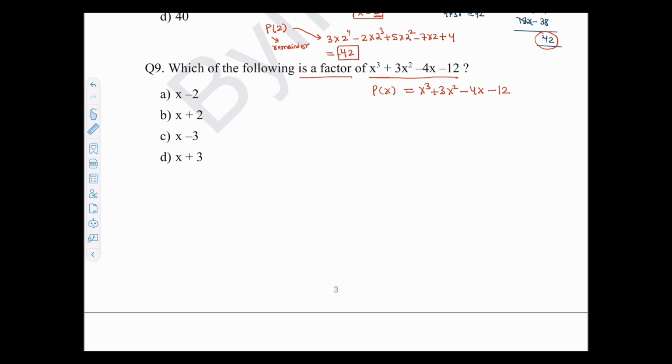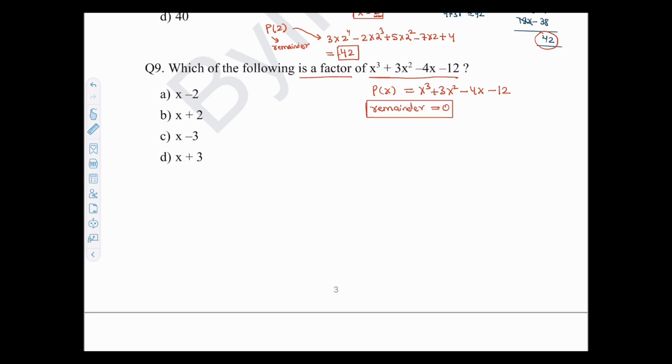Now if something is a factor, it means it leaves us with remainder equals to 0, isn't it? The remainder should be 0 if I'm dividing it with its factor. For example, 3 is a factor of 6 because 3 divides 6, and when you divide it, the remainder is going to be 0. So over here we can again apply our remainder theorem to solve it quickly.